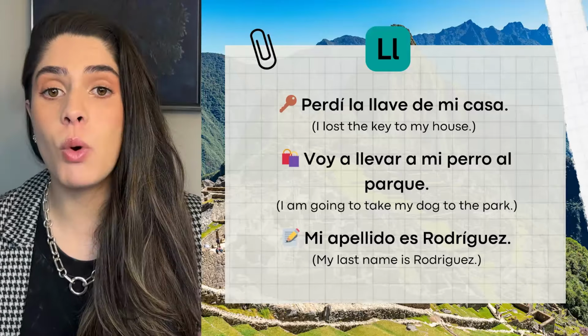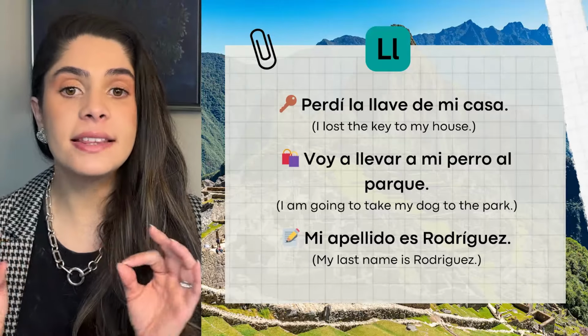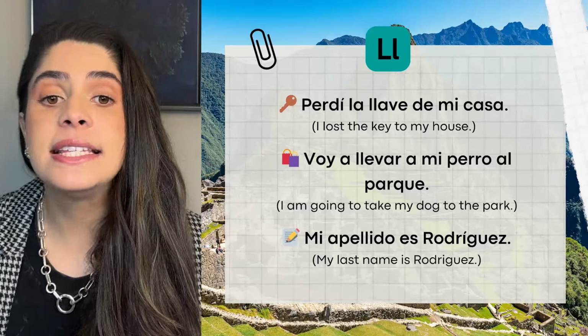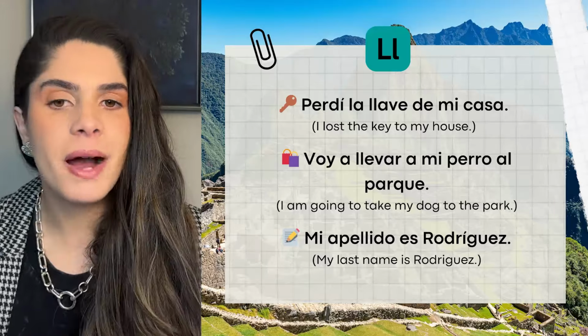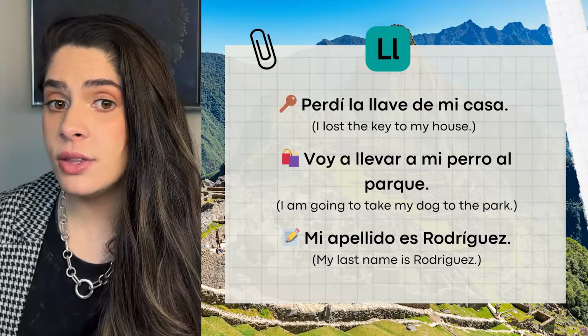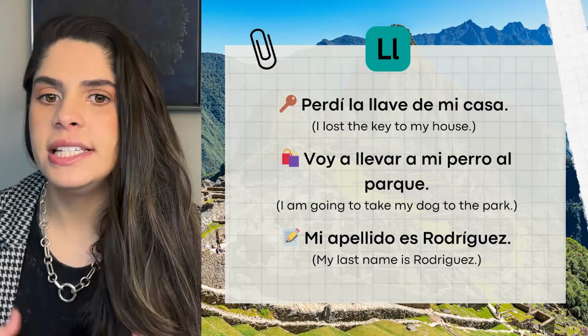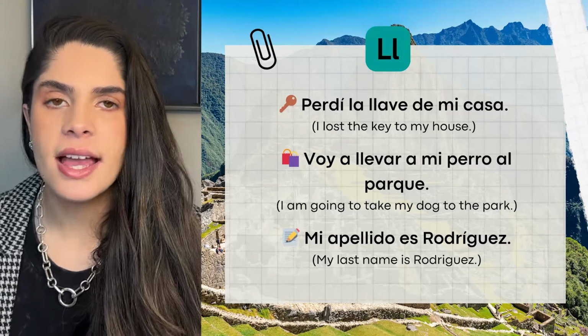That's very important, okay? Perdí la llave de mi casa. Voy a llevar a mi perro al parque. Mi apellido es Rodríguez. Or llave, or llevar, or apellido, as I said before.